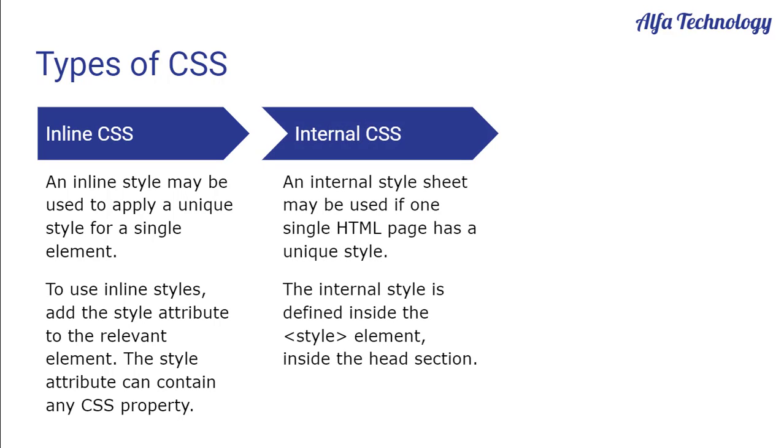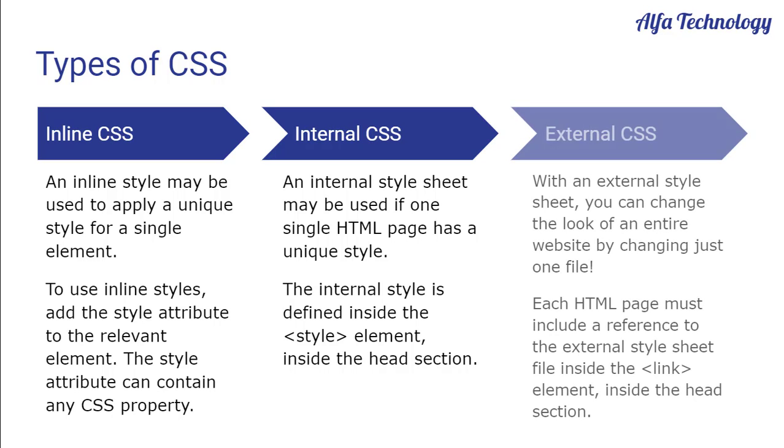The second type of CSS is internal CSS. An internal style sheet may be used if one single HTML page has a unique style. The internal style is defined inside the style element or tag inside the head section or head tag. We will see how we can use different types of CSS in this video.